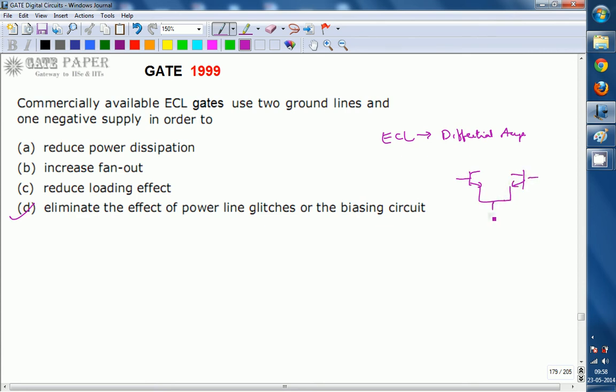In this differential amplifier, the current flowing through this resistor is always constant irrespective of which transistor is on and which transistor is off. Otherwise both may be on. This is the differential amplifier you will see in the internal circuitry of ECL. A constant current is drawn by the differential amplifier even during transition from one state to the other.